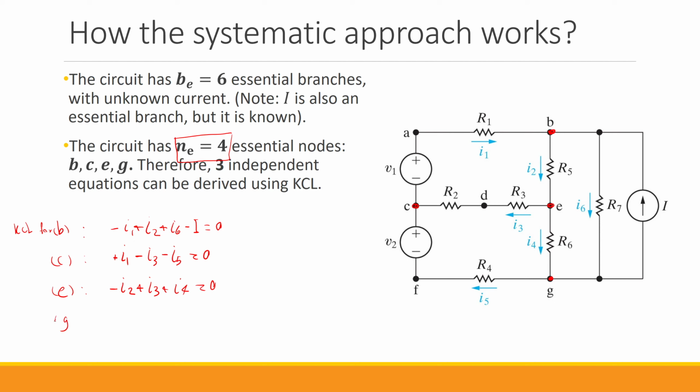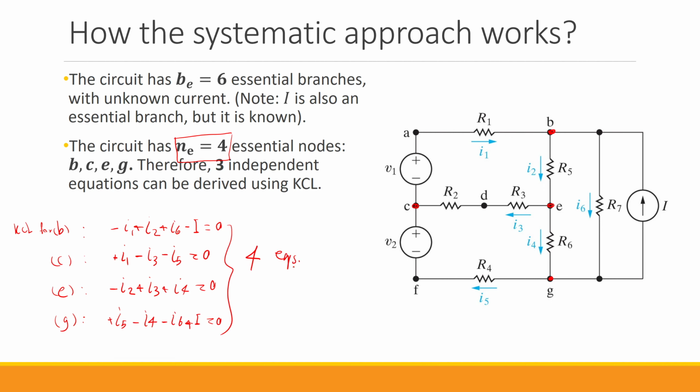And finally, let's just write the equation for node G. So we have I5 leaving, so we have I5 with positive sign. We have I4 entering, so we have negative I4. We have I6 entering, so we have negative I6. And then finally we have this I independent current source leaving, so we have plus I equals 0. So we have 4 equations.